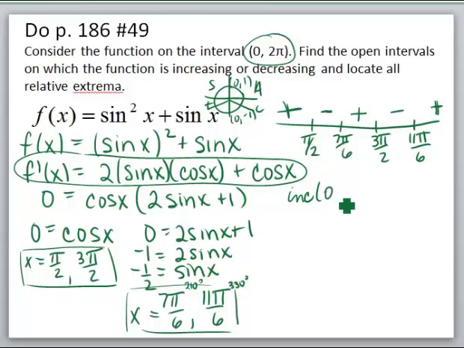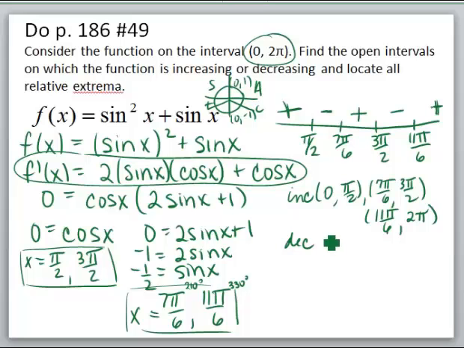So I'll say increasing from 0 to pi over 2, from 7 pi over 6 to 3 pi over 2, and then my other one would be from 11 pi over 6 to 2 pi. Then my areas of decrease would be from pi over 2 to 7 pi over 6, and from 3 pi over 2 to 11 pi over 6.